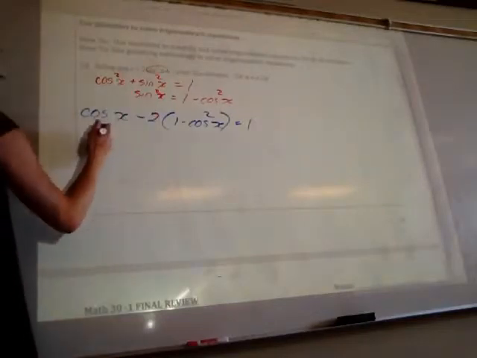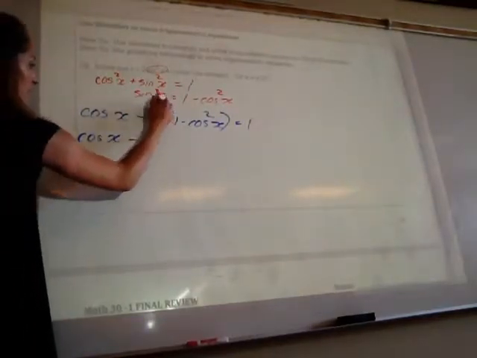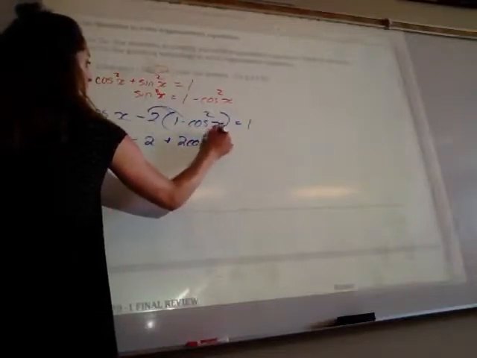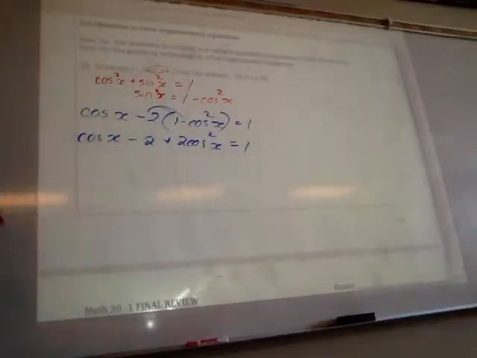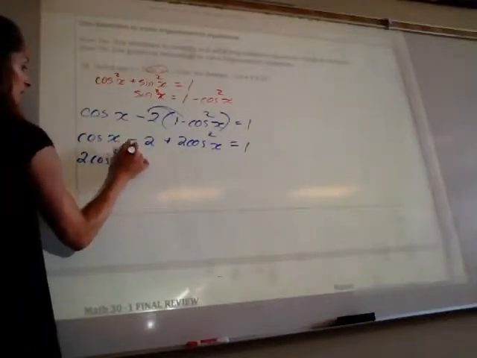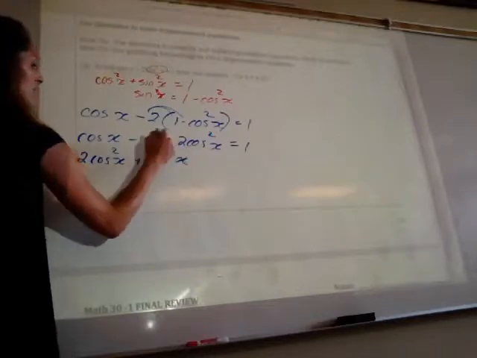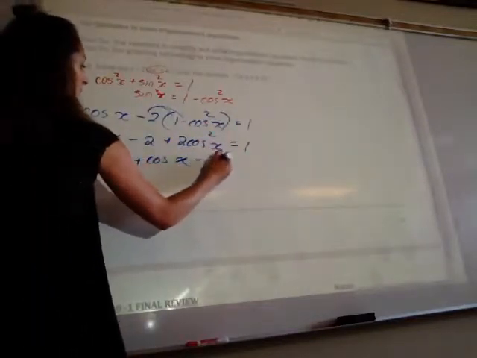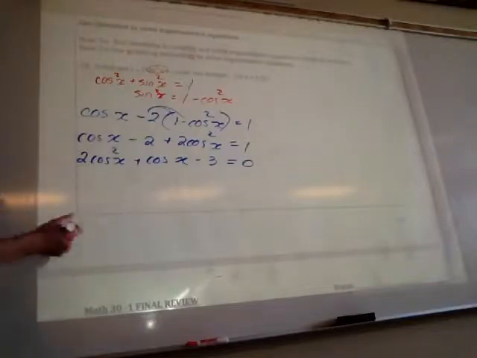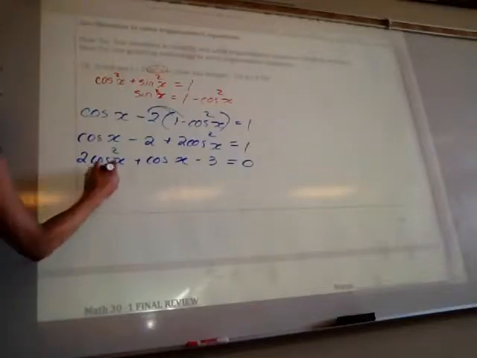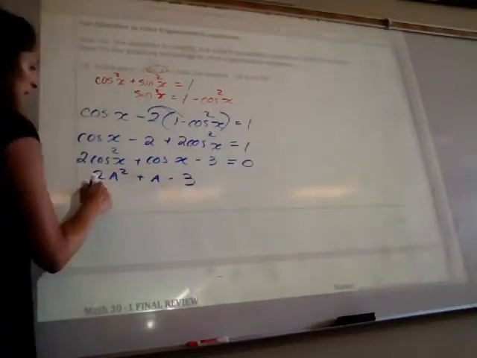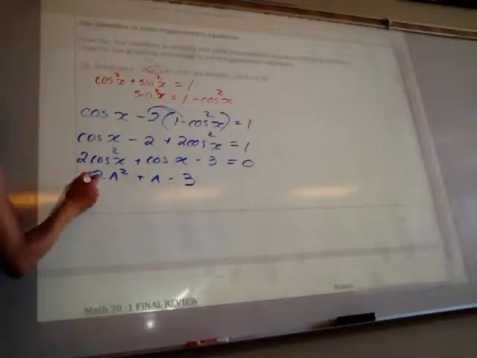Okay, expand that 2, I get cosine x minus 2 plus 2 cosine x squared equals 1. Move everything to the left-hand side, I get 2 cosine x squared plus cosine x negative 2 minus another one is minus 3. We need to factor now. So maybe let's let cosine equal a. Two numbers that multiply to negative 6 and add to 1.